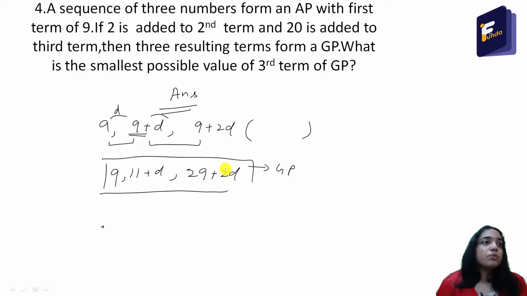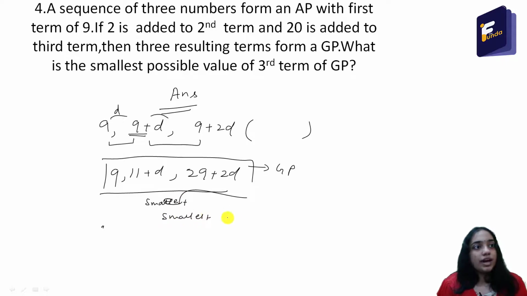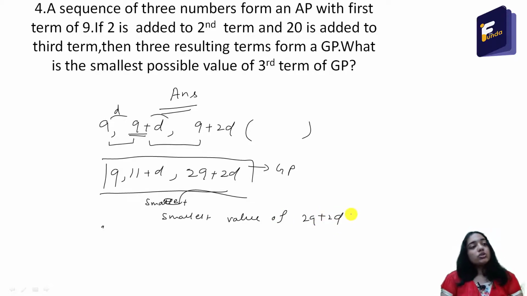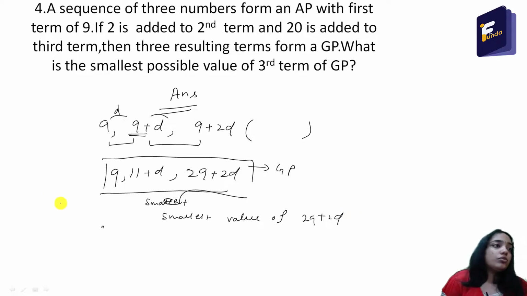What is the smallest possible value of the third term of the GP? So what is the smallest possible value? The smallest value of 29 plus 2D, that we are asked. So how will we find that? We know that these three numbers are in GP. That means the ratio of these two numbers and the ratio of these two numbers is the same.